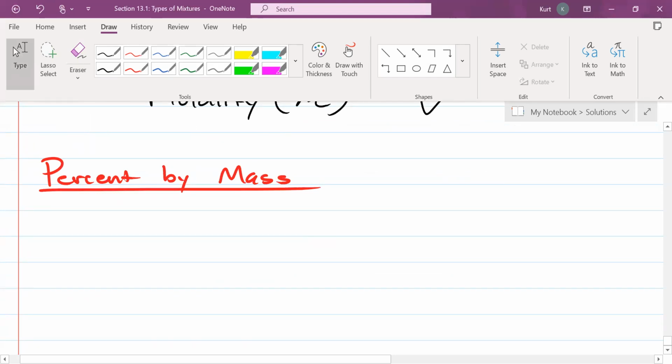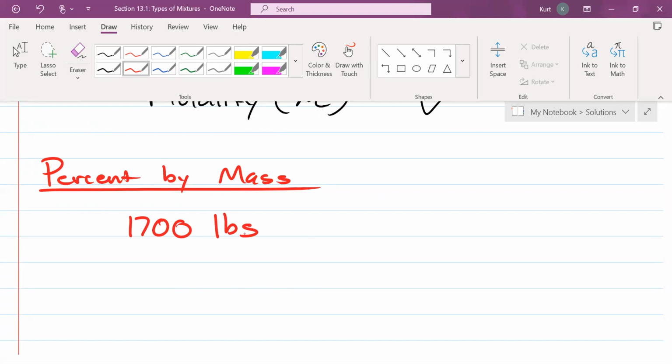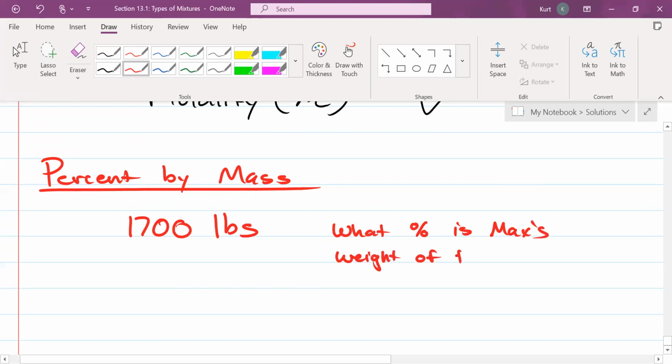Let's pretend, this one's easy. Total pretend. Let's say this entire class, all of you together, weigh 1,700 pounds. Just pretend. I want to know what percent Max is of this. Max, how much do you weigh? Okay. How can I figure out what percent you are of the entire class if the entire class weighs 1,700 pounds? So I want to know what percent is Max's weight of the whole class.